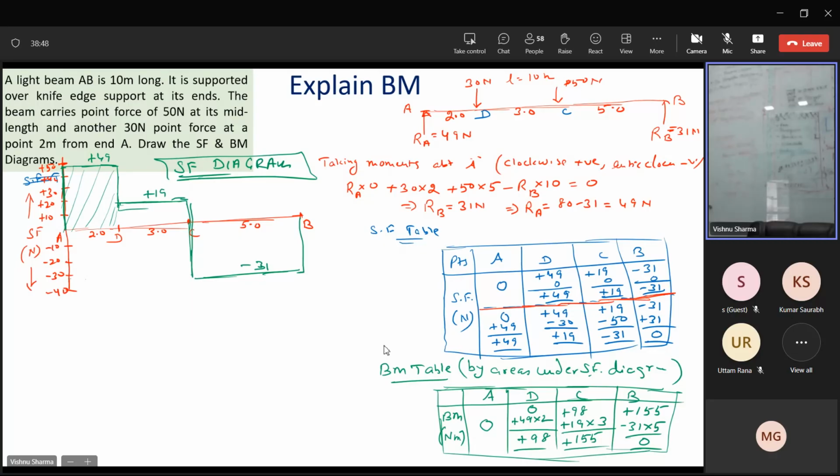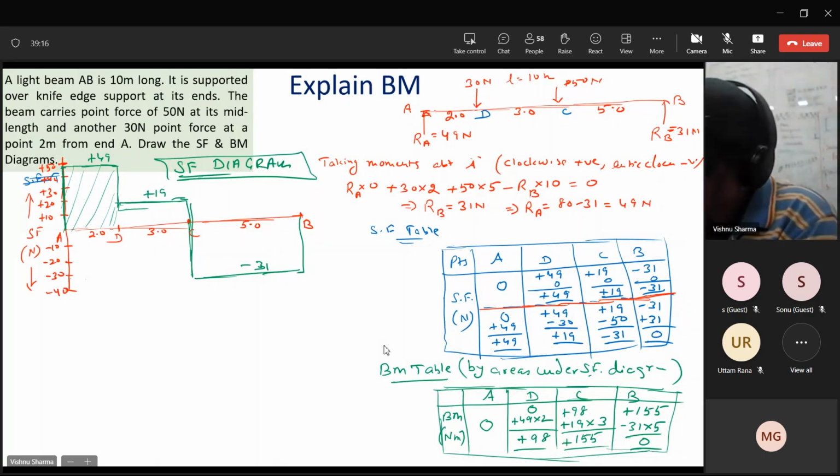First, let me address if you have any doubts about the table, the BM table. Up to SF, we had done yesterday. Okay. Then now we make the BM diagram, and that ends the question. Then let's make the BM diagram.